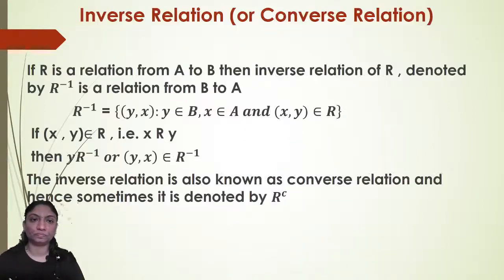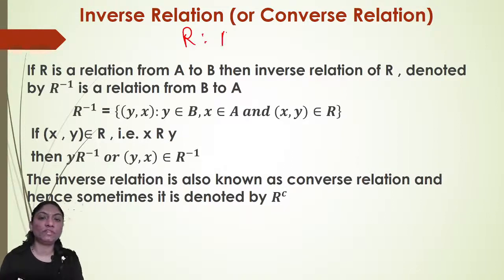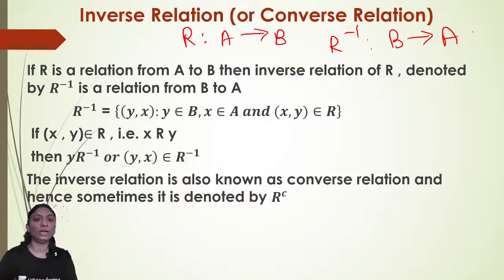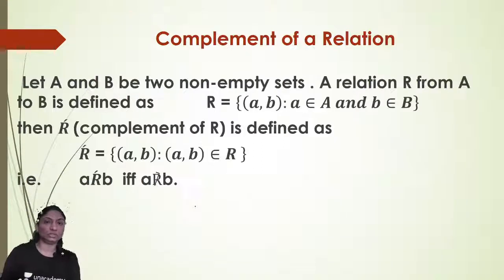Now the inverse relation. If R is a relation from A to B, then the inverse relation of R, denoted by R inverse, is a relation from B to A. If R is defined from A to B, then R inverse is a relation defined from B to A, consisting of pairs (y, x) where y is in B, x is in A and (x, y) belongs to R. So this is your R inverse relation.